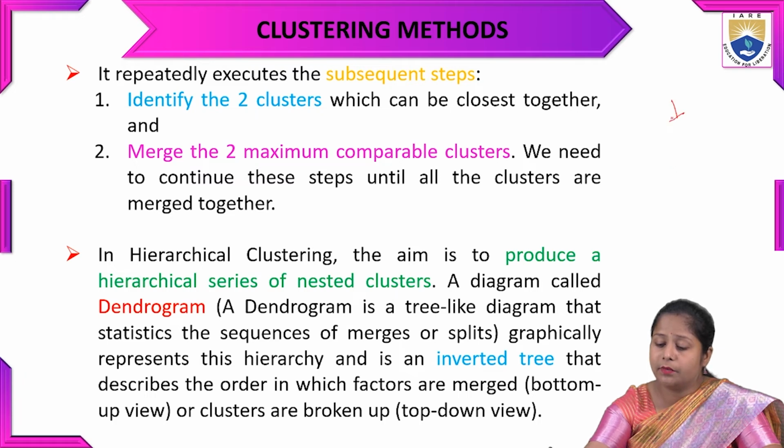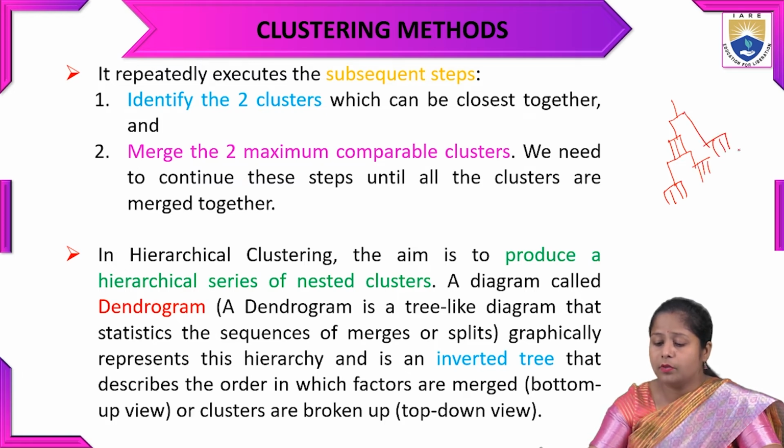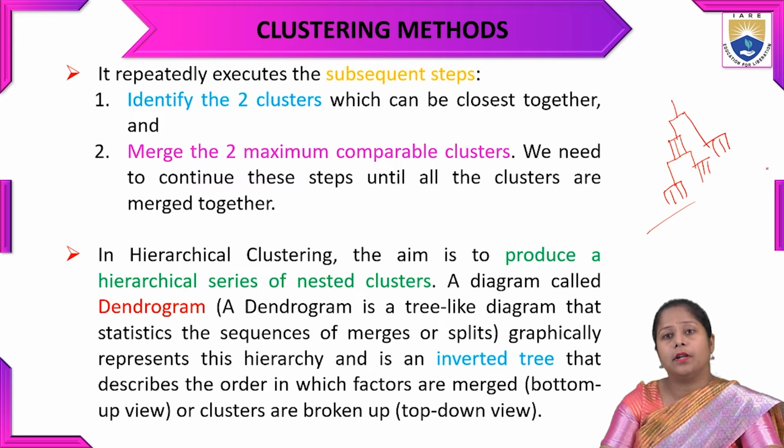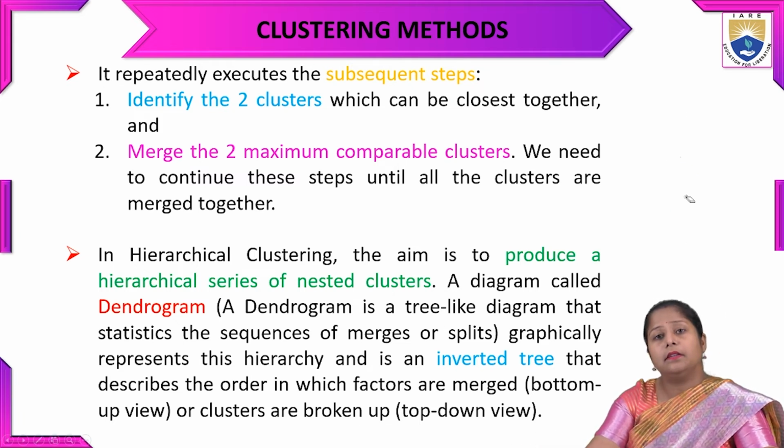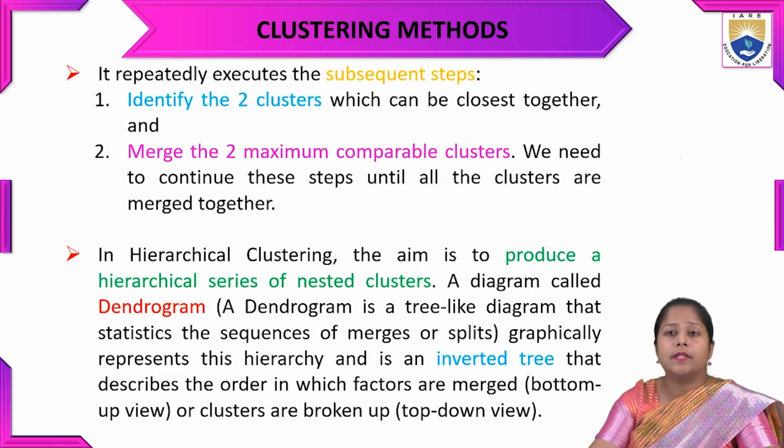If it starts from here, some of the points are here, some of the points are here, and then there are other points. Like this, it looks like a dendrogram. That is a tree-like structure showing the sequences of merging and splitting. Graphically, it represents the hierarchy, and it is an inverted tree.